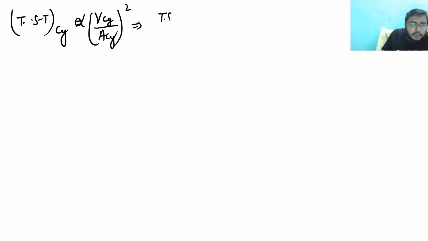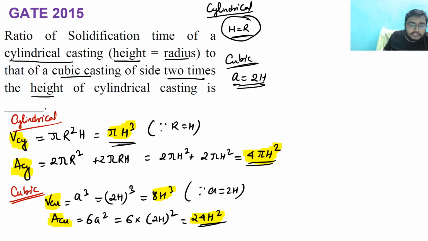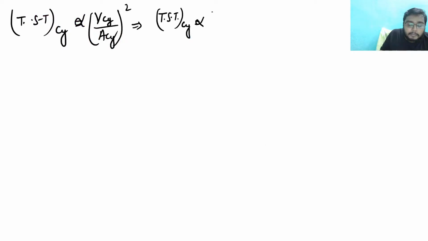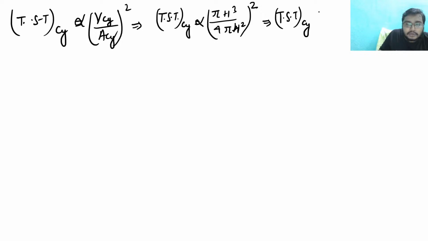So I can say that the total solidification time for the cylinder is proportional to the volume, which is pi h cube, and the area, which is 4 pi h square. So that is pi h cube by 4 pi h square, whole square. So can I say that my total solidification time for a cylinder is proportional to h square by 16?